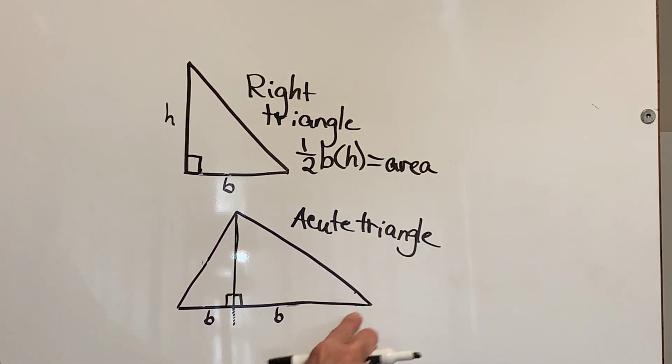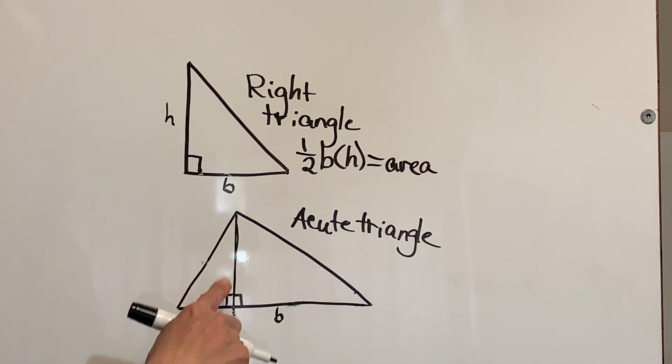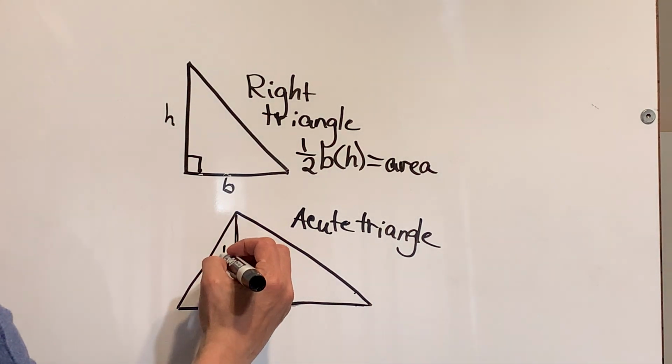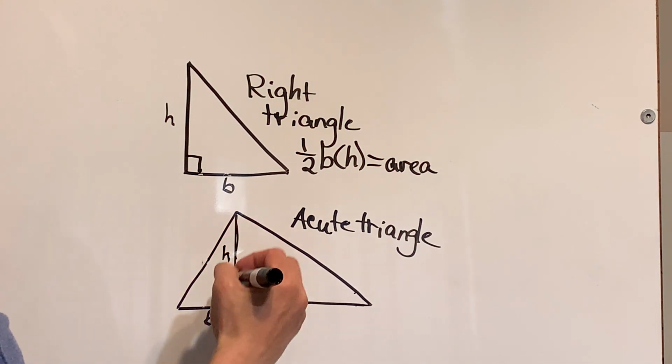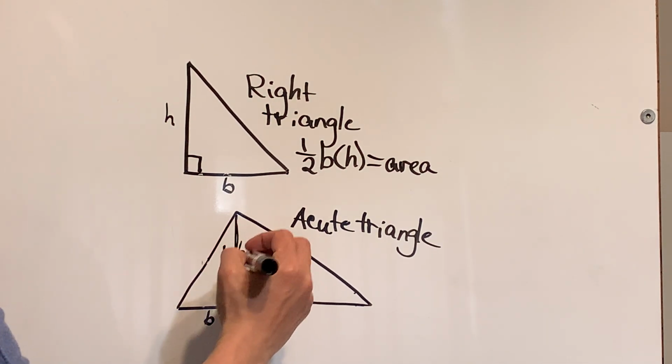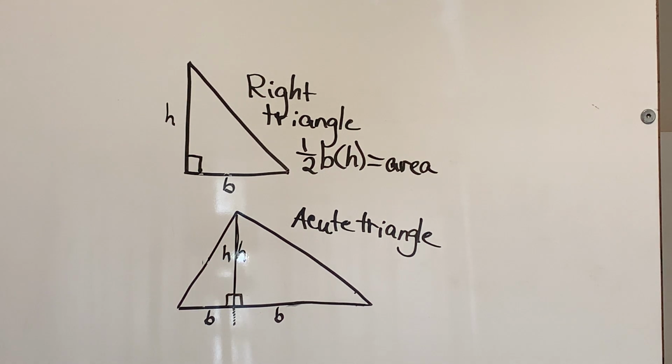So if you have a total of 12, that does not mean you're going to use 12 for the base here and 12 for the base here. You've got to be careful with that. Now, the height would be here for this side. The height would be here for this side. But the numbers would be the same, obviously, because you're measuring the same line.